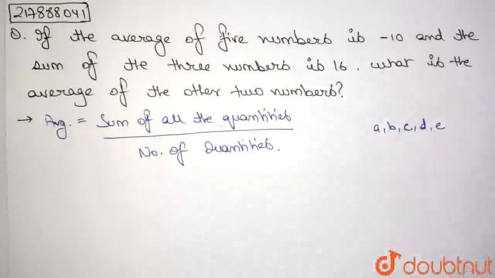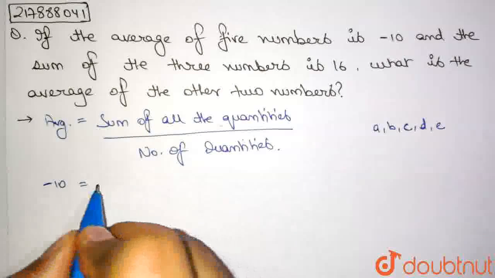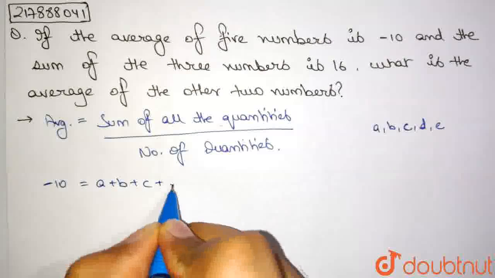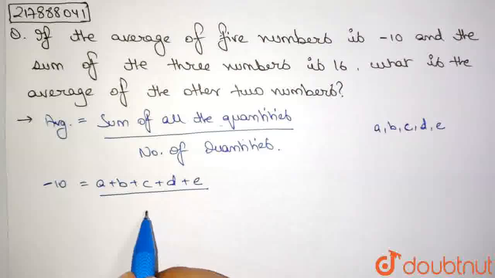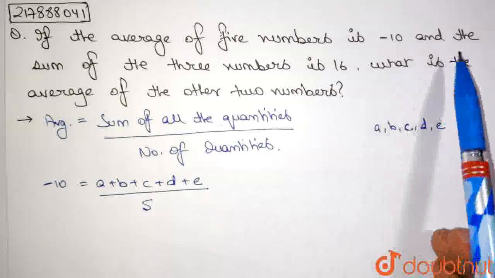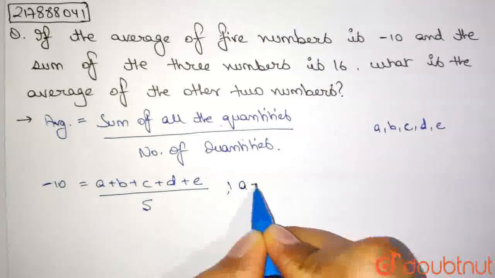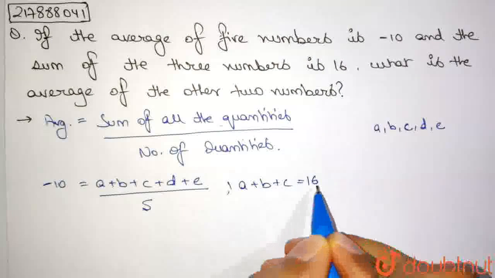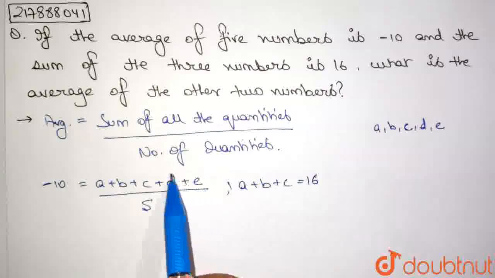If I have the average of these 5 numbers as minus 10, I can write minus 10, which is the average, equals the sum of all of these numbers, A plus B plus C plus D plus E, divided by the number of quantities, that is 5, because there are 5 different values. So minus 10 equals the sum upon 5. The data also says the sum of 3 numbers is 16, so I'm assuming A plus B plus C equals 16. Then I am asked the average of the other 2 numbers, that means I need to find the average of D and E.